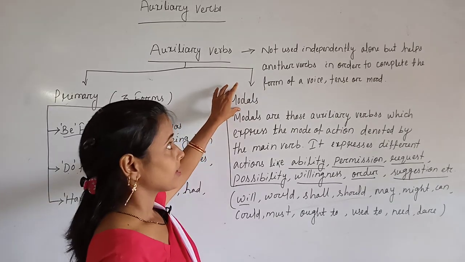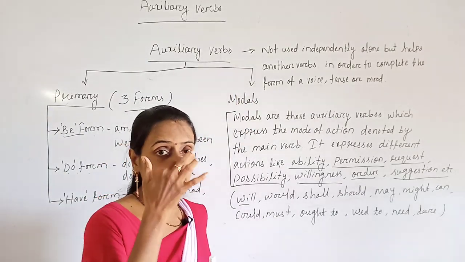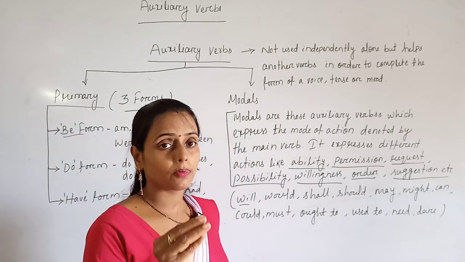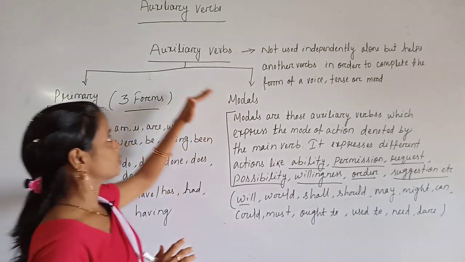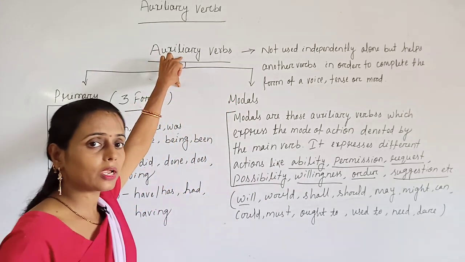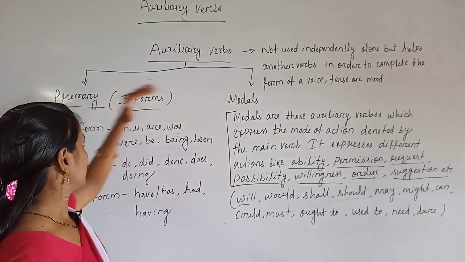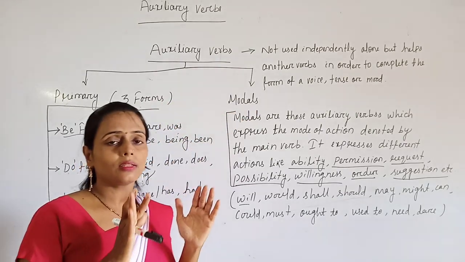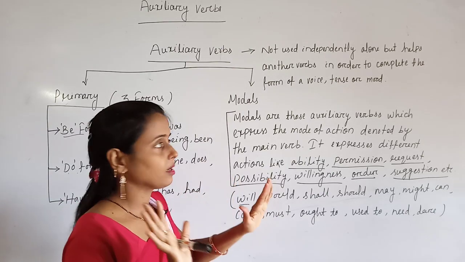These modals can't be used independently. But at the same time, they must be used to help some other verb, particularly the main verb, because this one comes under the auxiliary verb category, helping verbs. Okay, so that's why, either primary auxiliary or modal auxiliary, they are used to complete the sentence, but without the main verb, these are incomplete.